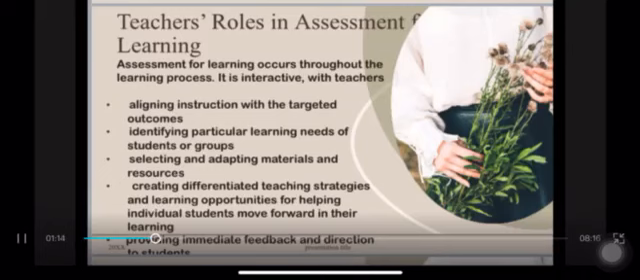Next is the teacher's role in assessment for learning. Assessment for learning occurs throughout the learning process. It is interactive, with teachers aligning instructions with the targeted outcomes, identifying particular learning needs of the students or groups, selecting and adapting materials and resources, creating differentiated teaching strategies and learning opportunities for helping individual students move forward in their learning, and providing immediate feedback and direction to students. Alright, so those are the roles of a teacher in assessment for learning.